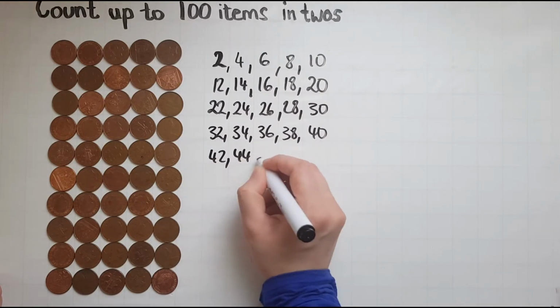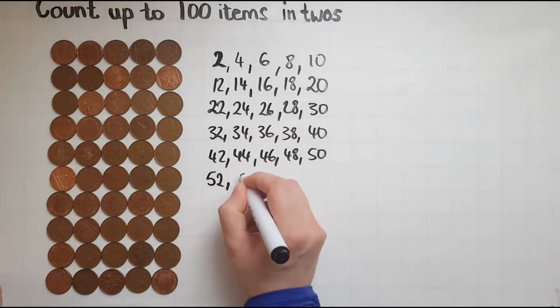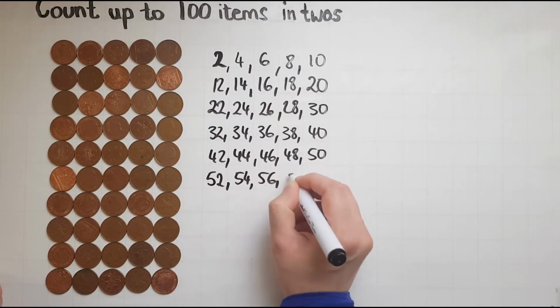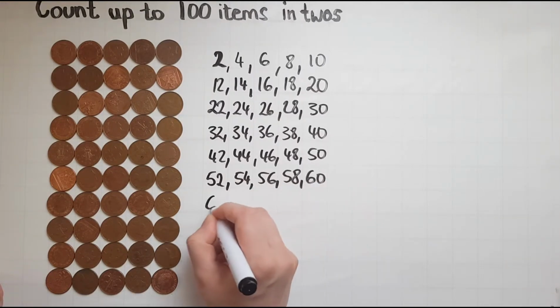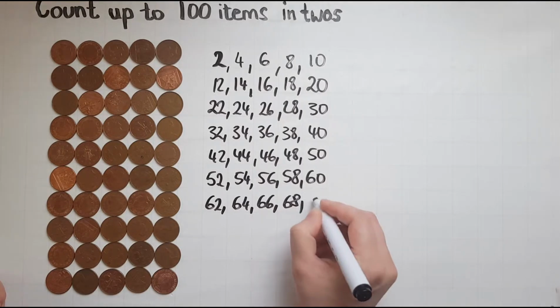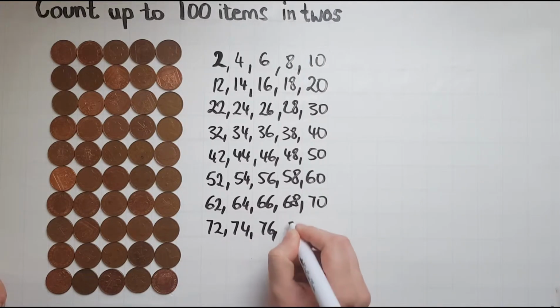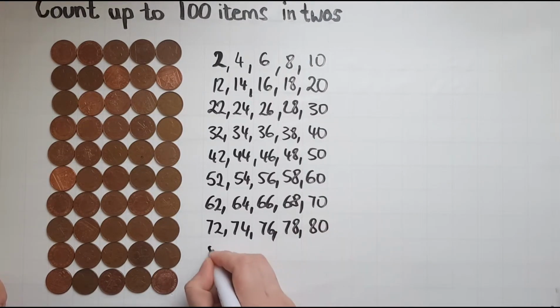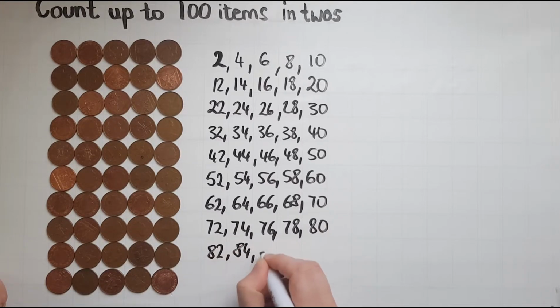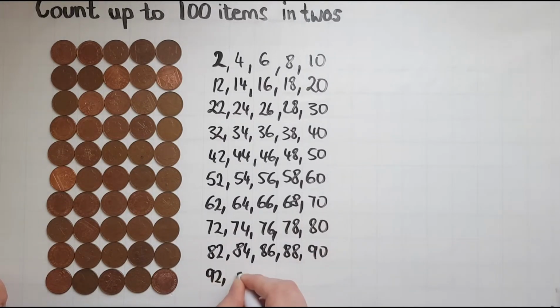42, 44, 46, 48, 50, 52, 54, 56, 58, 60, 62, 64, 66, 68, 70, 72, 74, 76, 78, 80, 82, 84, 86, 88, 90, 92, 94, 96, 98, 100.